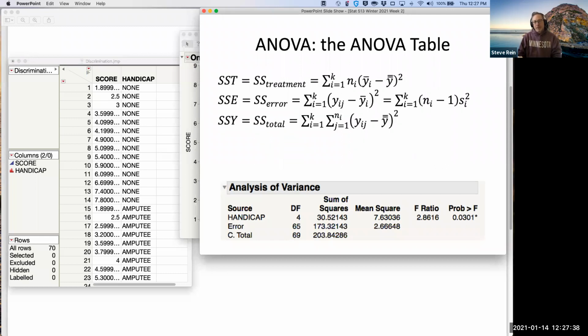Second set of terms: the way we measure variability. And again, like before, 2 of these added up forms the total. So you can see numerically 30.5 plus 173.3 is 203.8. Yeah, that checks out. It's actually easy to prove that the first 2 lines added together give us that third line.